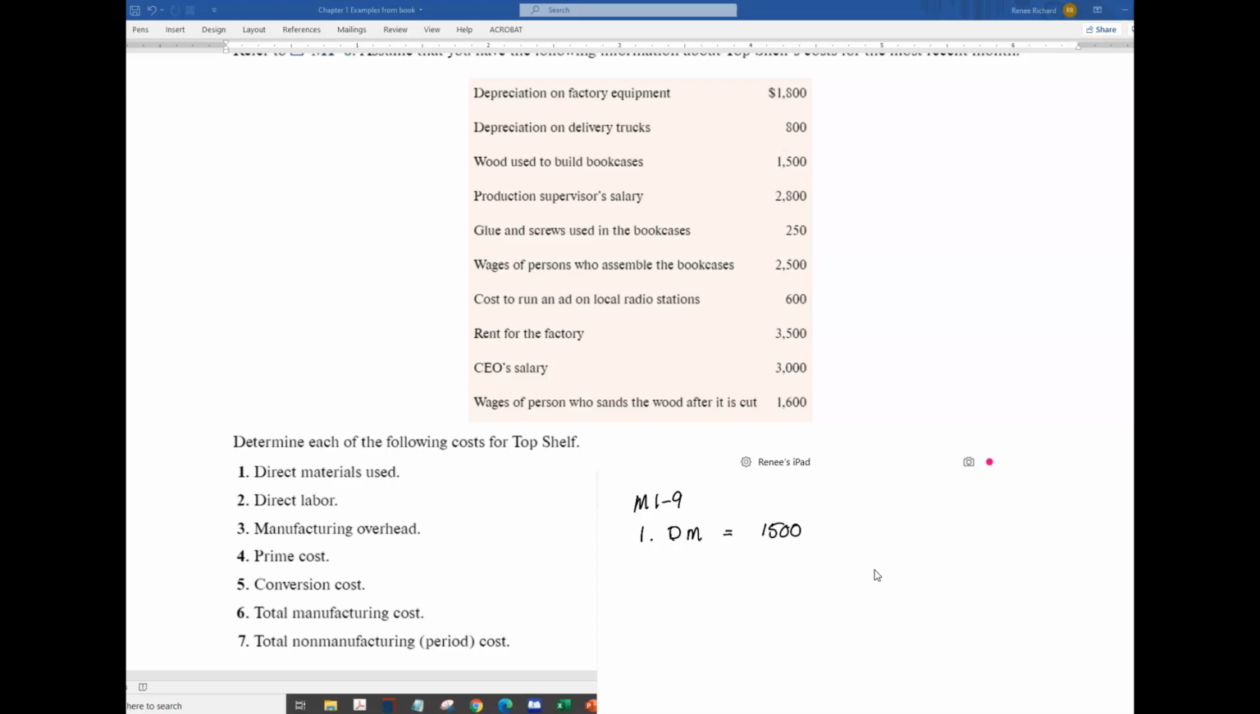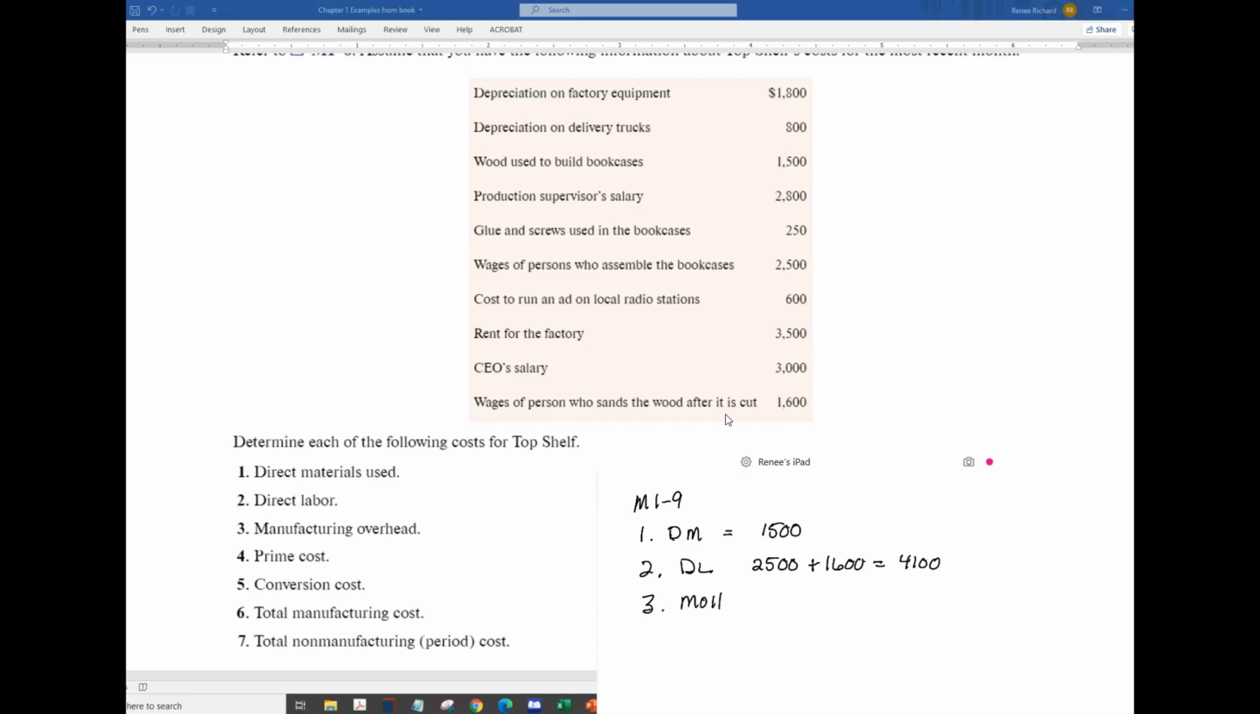2, direct labor. Well, let's look down our list. Direct labor, depreciation, production supervisor's salary. There's that word salary, so that's not direct. Wages of person who assembles the bookcases. That's direct, 2,500. So let's write that down. Add rent, CEO salary. Oh, wages of person who sands the wood after it's cut. That's another direct labor. So there were 2 of them, and that equals 4,100.